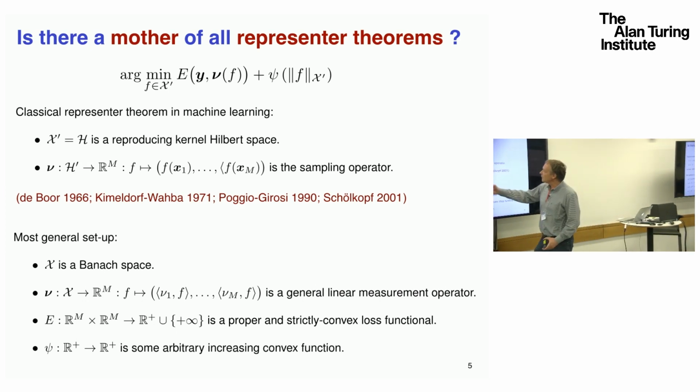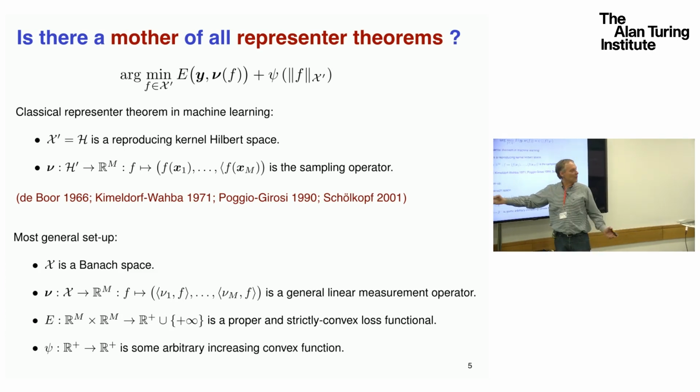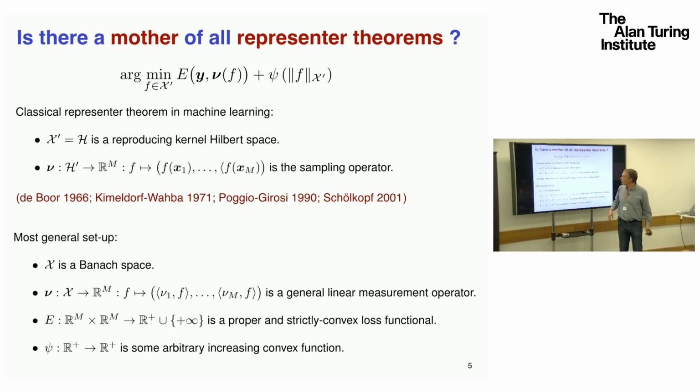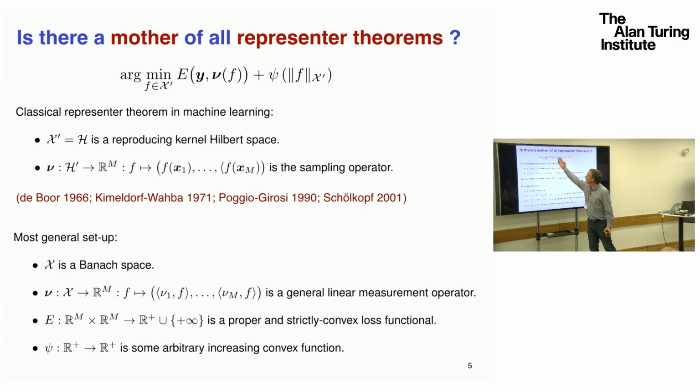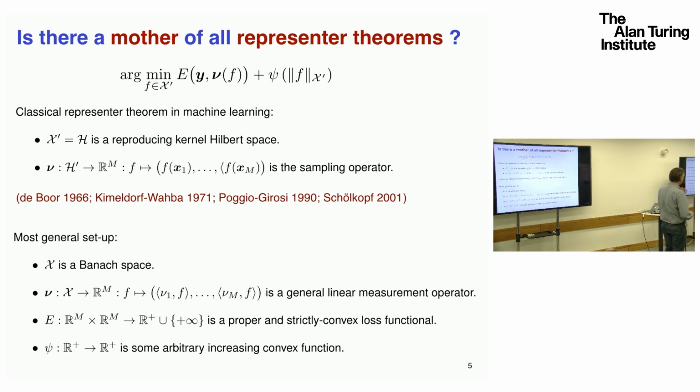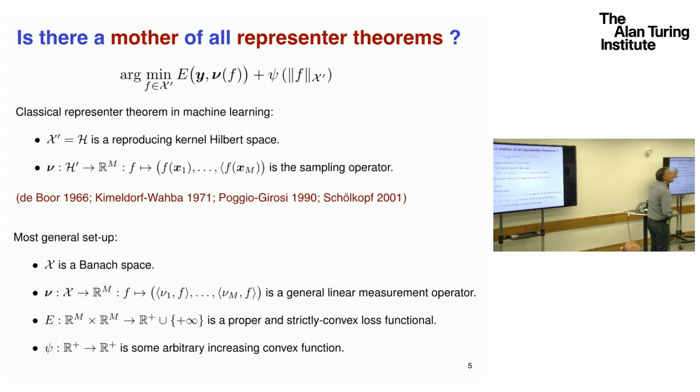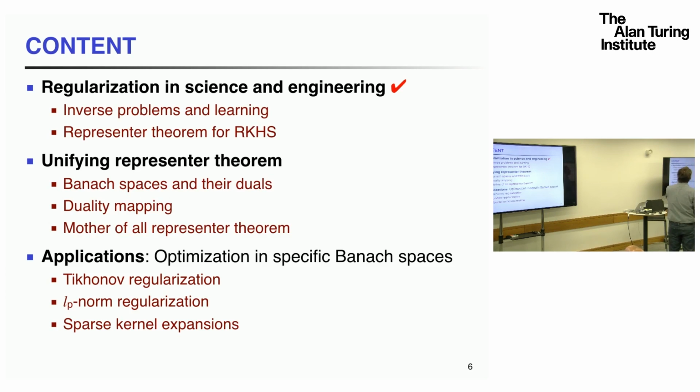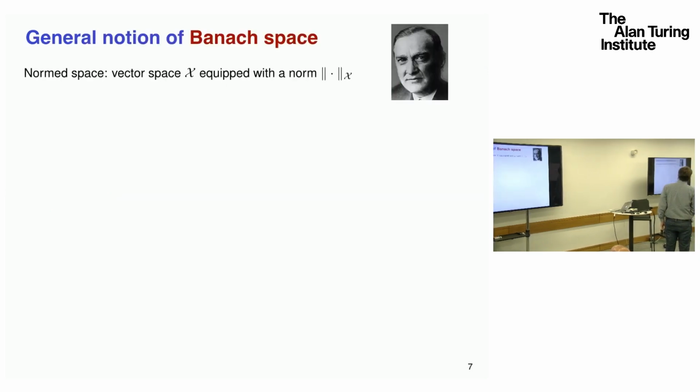We heard about Banach spaces, so let's put a Banach space. I already told you here linear functionals, so let's put any linear functionals. Here, let's put any proper strictly convex cost functional, and here some arbitrary increasing convex function. So that's more or less the question. If we can solve that, maybe we can claim that could be a mother. Maybe Ron already has the answer. But okay, so that was my introduction.